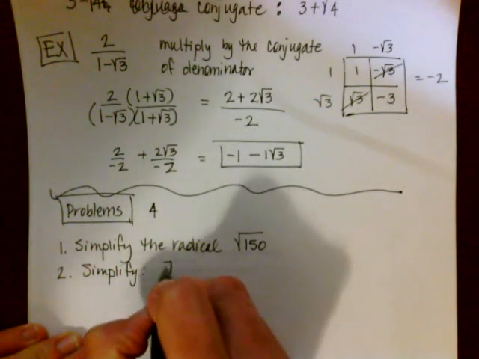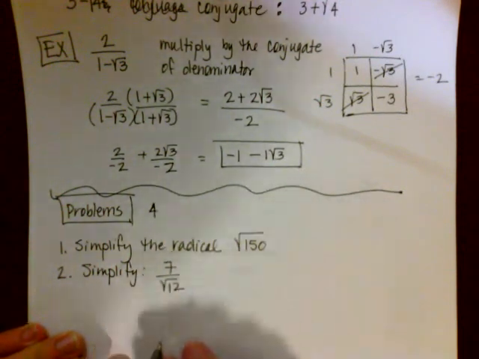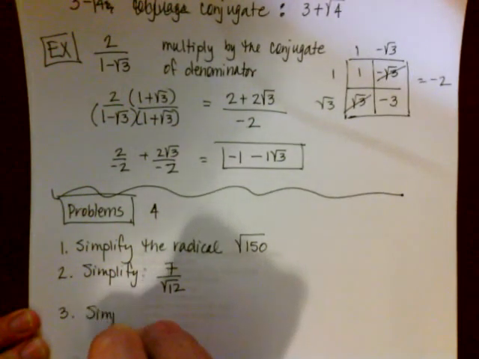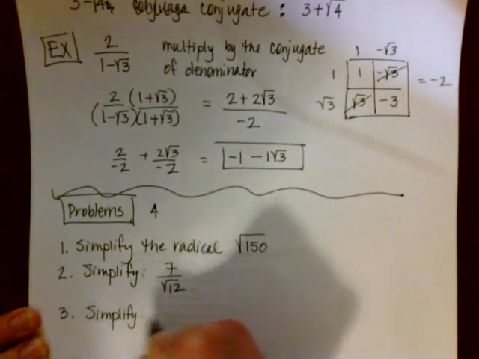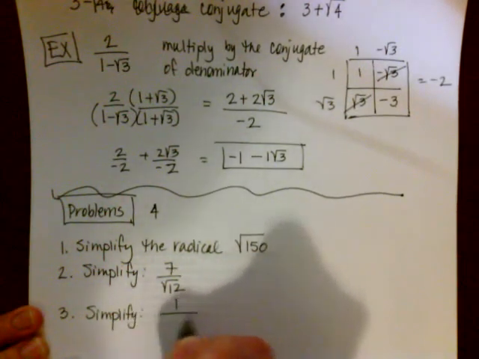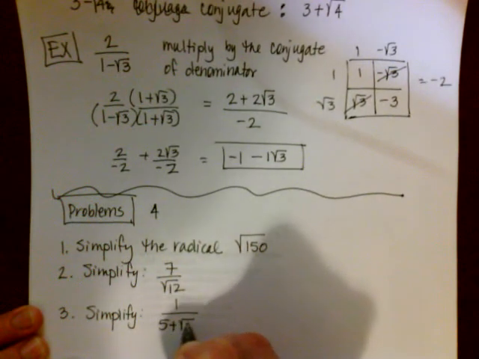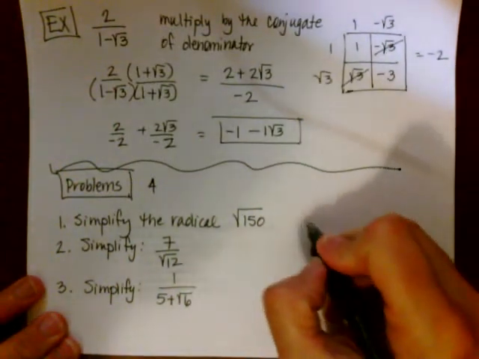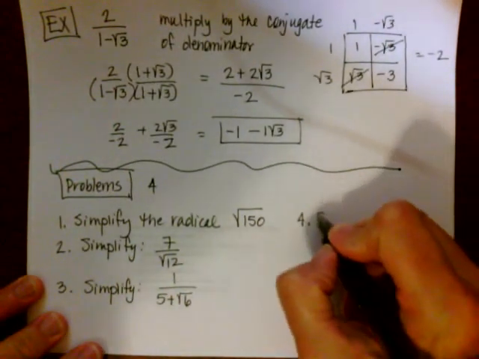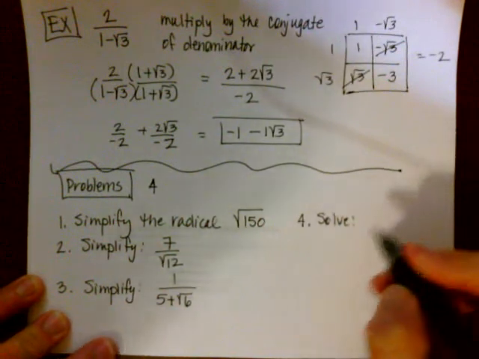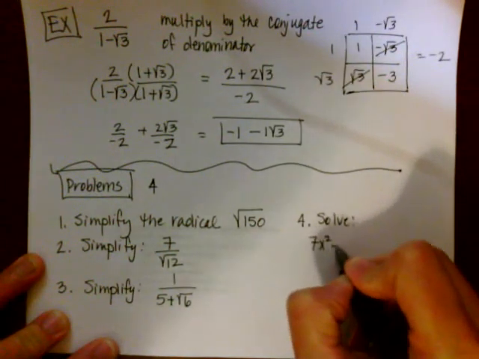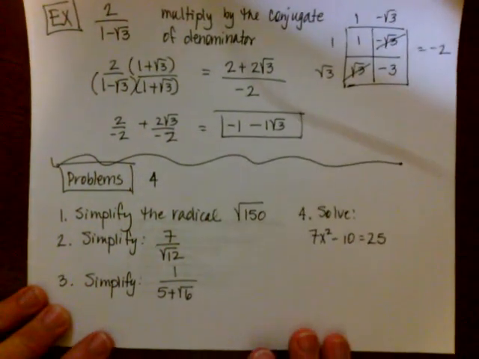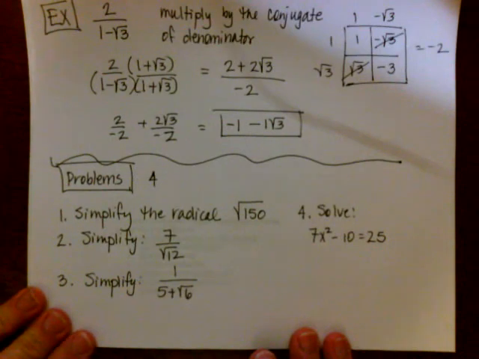and you're going to have 7 over radical 12. Number 3 also says to simplify, and it's going to be 1 over 5 plus radical 6. This one is a little bit more challenging, but you can do it. And then your last problem says to solve, and it is 7x squared minus 10 is equal to 25. All right, so there are your 4 problems. Good luck.